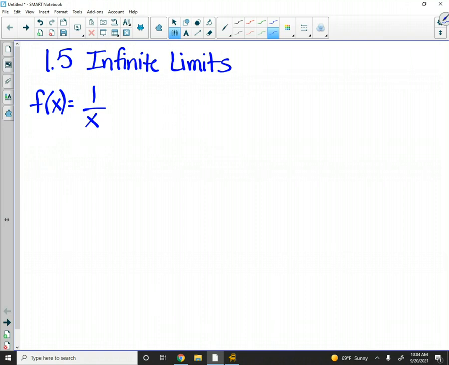Okay, go ahead, take a moment and graph that in your calculator. So in your y equals, put 1 over x, so we can get an idea of what this parent function looks like. The calculus loves this function, so we're going to get to know this function a lot. They love to put this in examples.